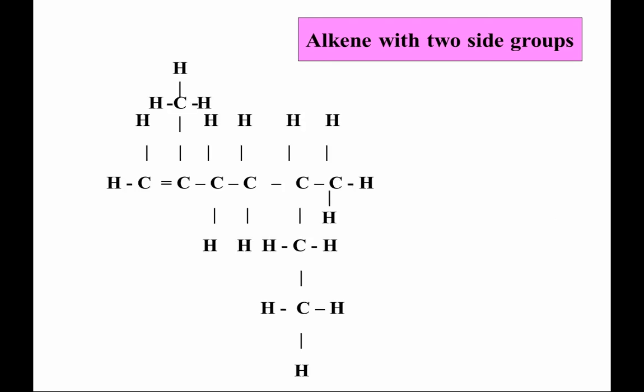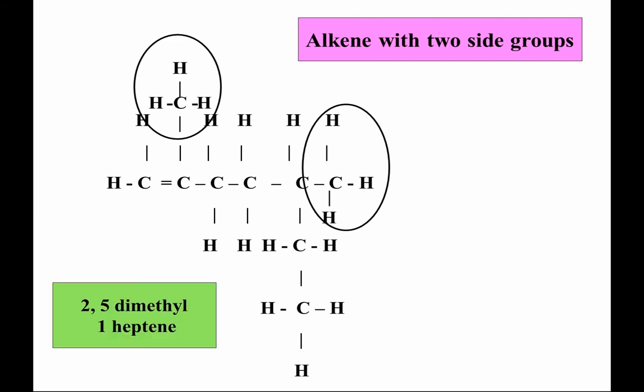How do we name alkenes with 2 side groups? Firstly, here is our alkene with 2 side groups attached. Notice one is attached to the 2nd carbon, the other one is attached to the 5th carbon. The double bond lies between the 1st and 2nd carbon. Therefore, the name for this alkene would be 2,5-dimethyl, referring to the location and identity of the 2 side chain groups, 1-heptene. The double bond is after the 1st carbon, and of course it is a 7 carbon chain, therefore heptene.